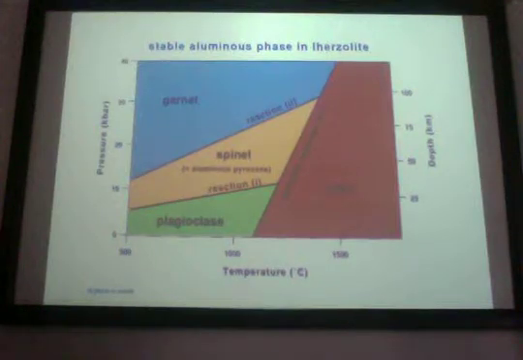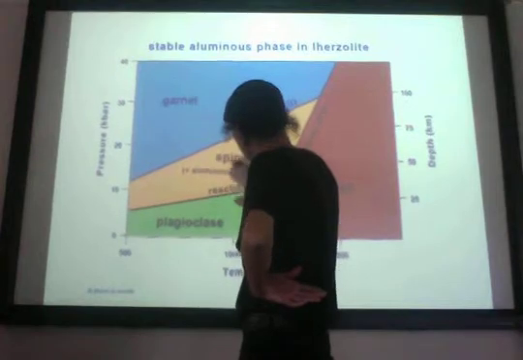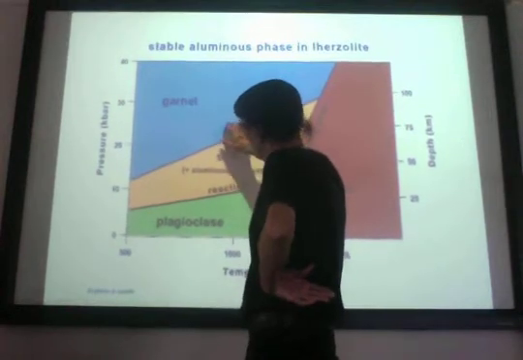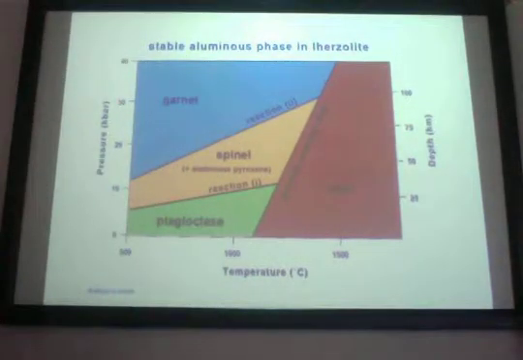These are again the stable aluminous phases in the lherzolites. We have done this also before. We have here the plagioclase lherzolite, the spinel lherzolite, and the garnet lherzolite. This is the subdivision of the lherzolite, and we will do it again after the midterm break when we talk about the metamorphic rocks, and therefore we will also talk about metamorphism of the ultramafic rocks.